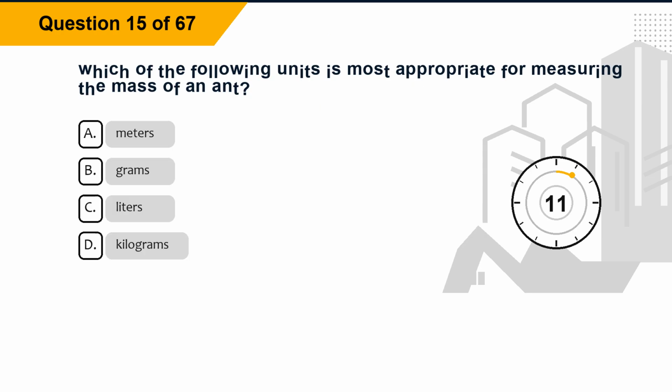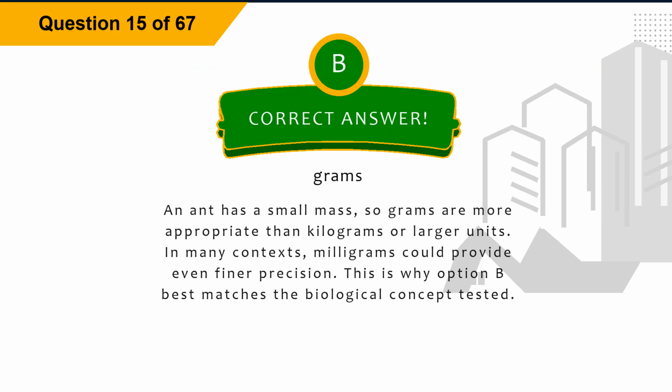Question 15. Which of the following units is most appropriate for measuring the mass of an ant? Option A, meters. Option B, grams. Option C, liters. Option D, kilograms. The correct answer is option B, grams. Explanation. An ant has a small mass, so grams are more appropriate than kilograms or larger units. In many contexts, milligrams could provide even finer precision. This is why option B best matches the biological concept tested.